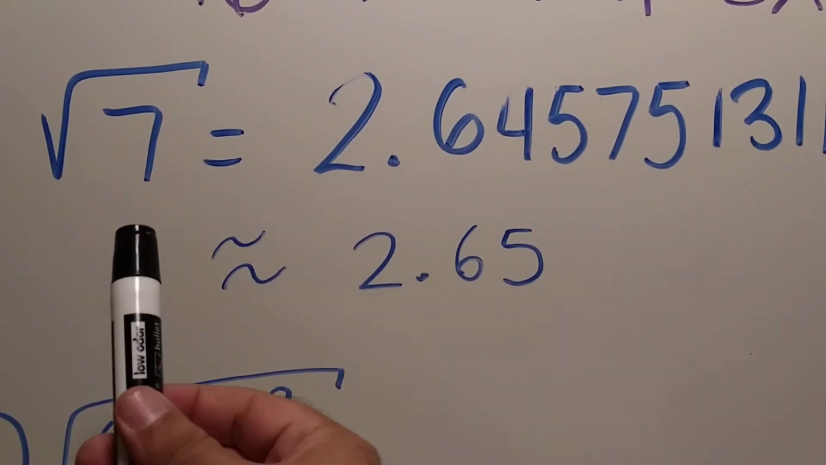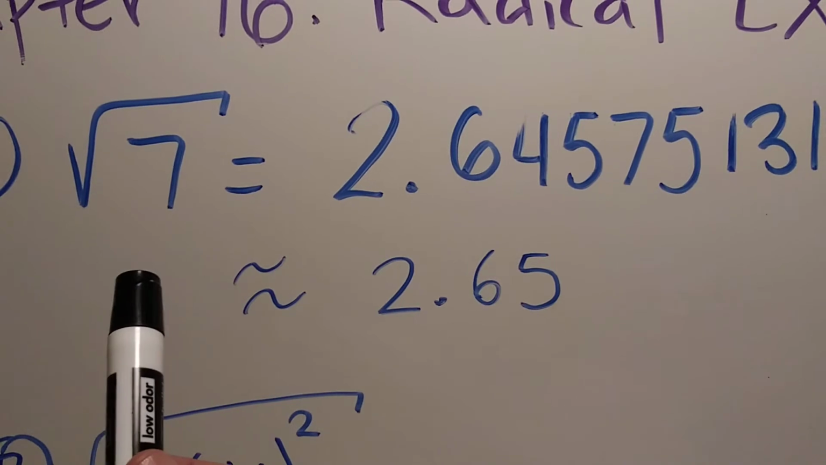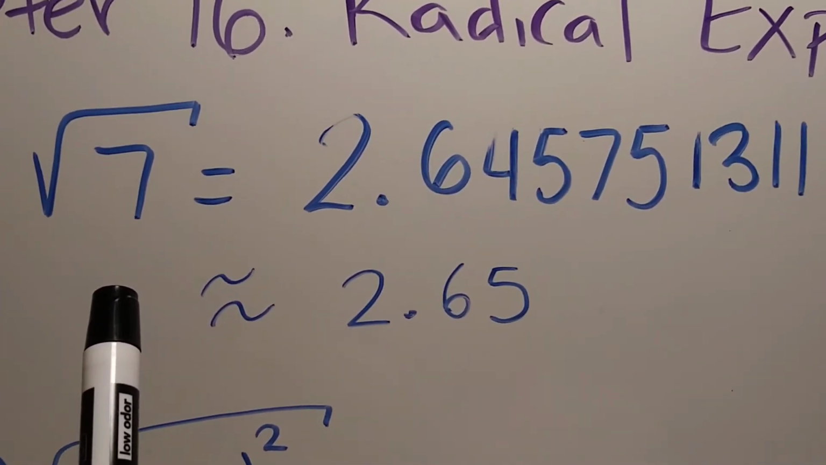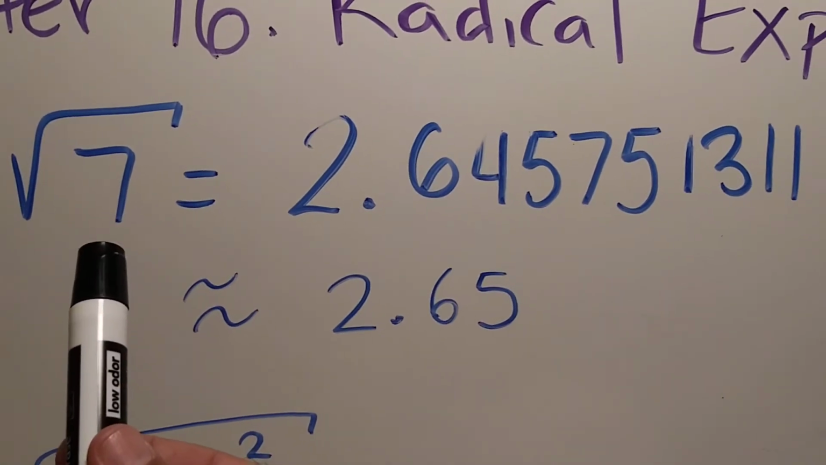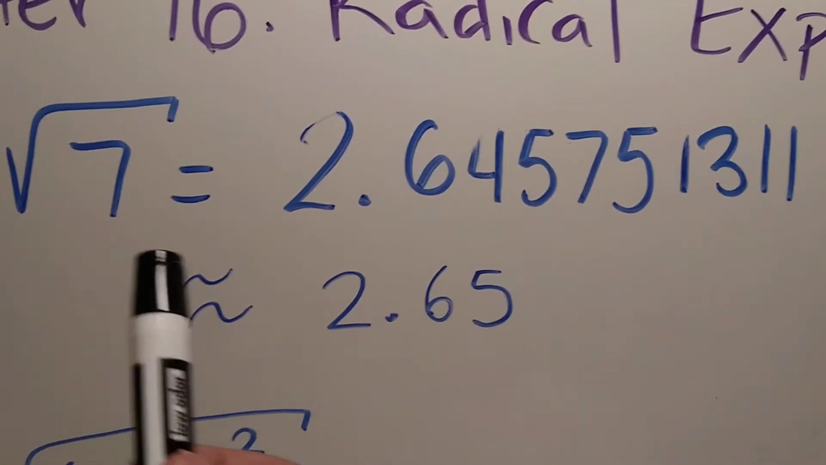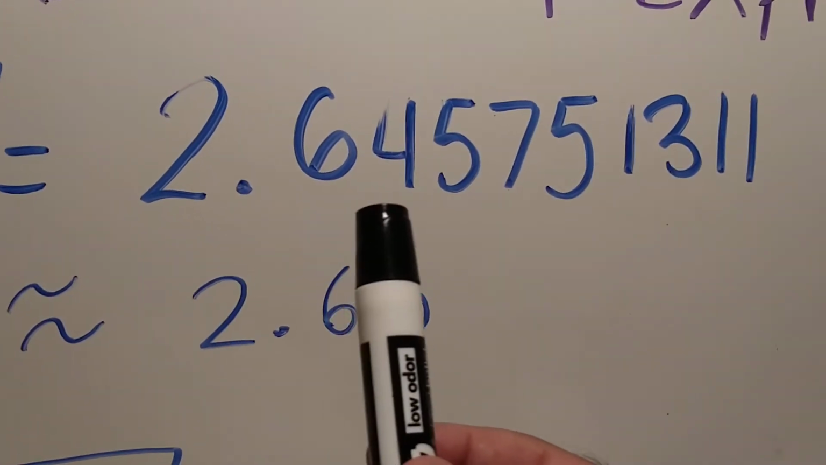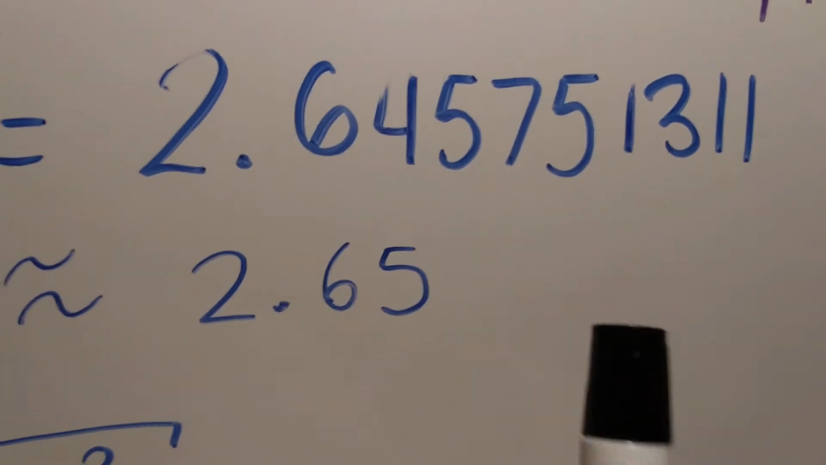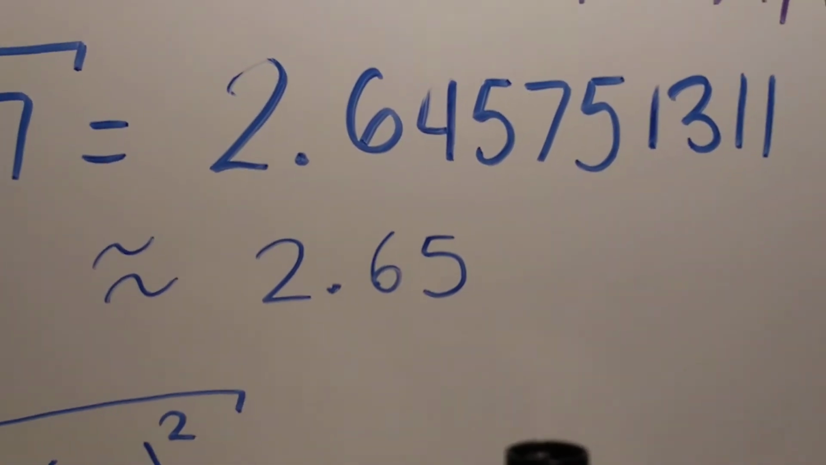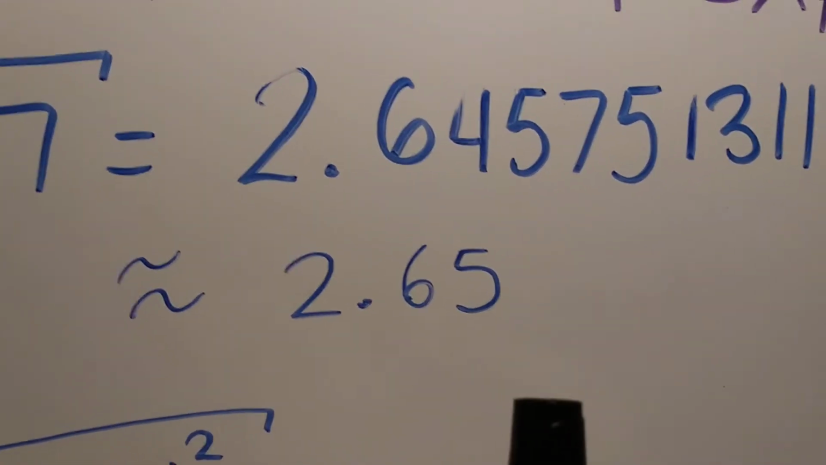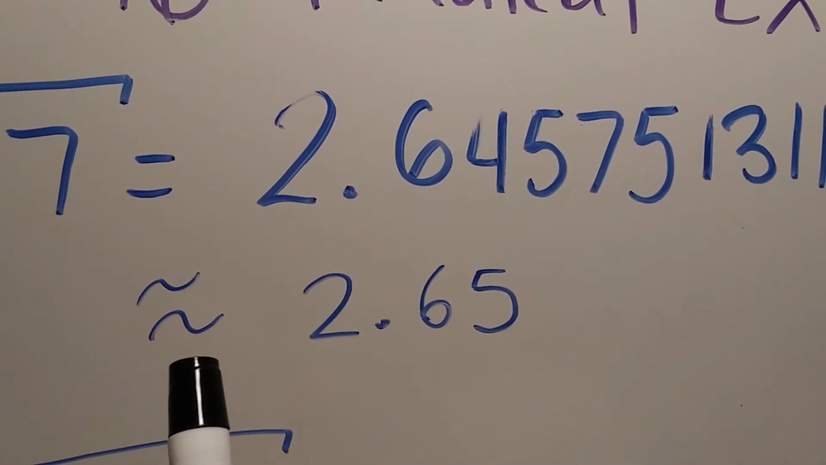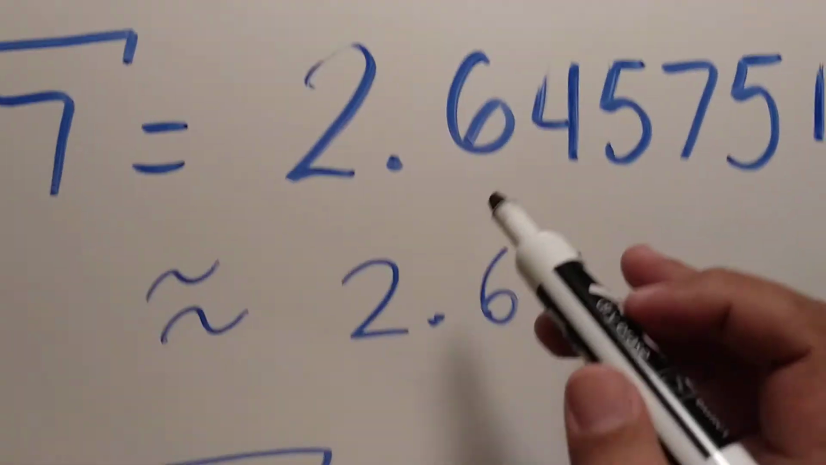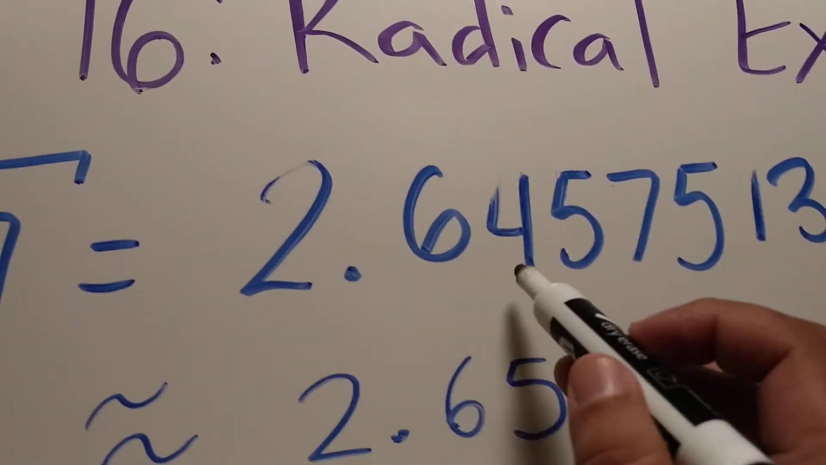For example, the number 7, there is no one number that when multiplied by itself will give you a 7. If you use a calculator to take the square root of 7, it'll give you 2.645751311. For the most part, we always work with 3 significant figures. So the little squiggly equal sign here means approximately. So we're going to round off to 3 significant figures here, which is 1, 2, 3.